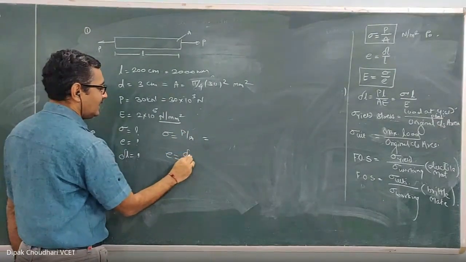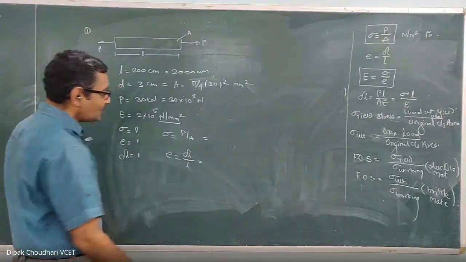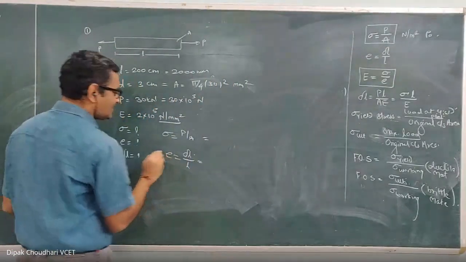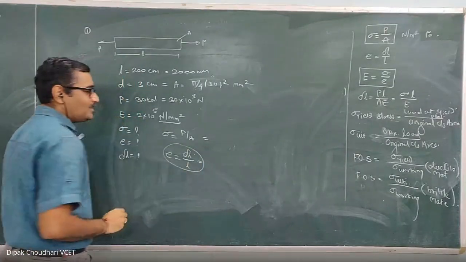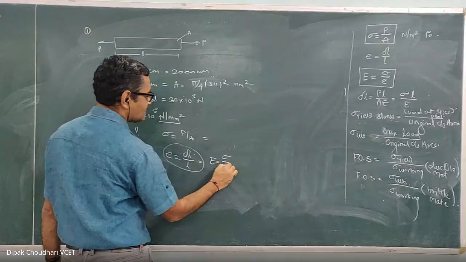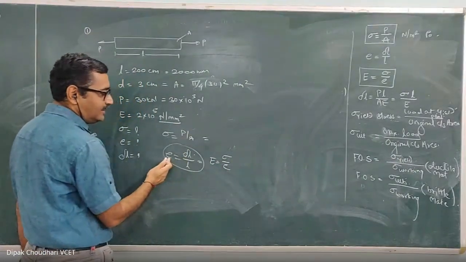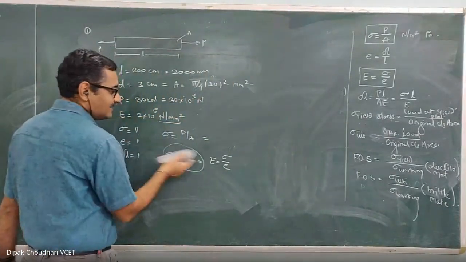Strain equal to delta L upon L. But delta L is not known. Delta L is not known, means delta L is also unknown and strain is also unknown. So what is the other way? Instead of using this formula right now, you can use E equal to stress upon strain. Stress you have calculated, E value is given. From this one you will get the small e, and with the help of that small e you can calculate the delta L. That is one method.